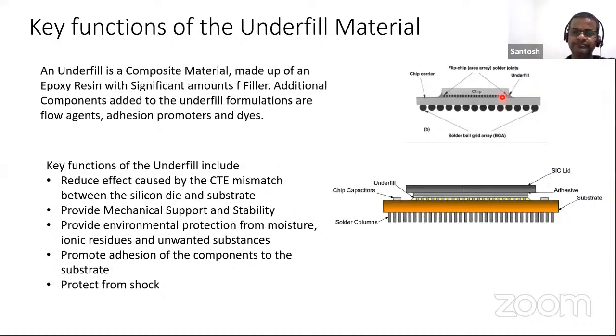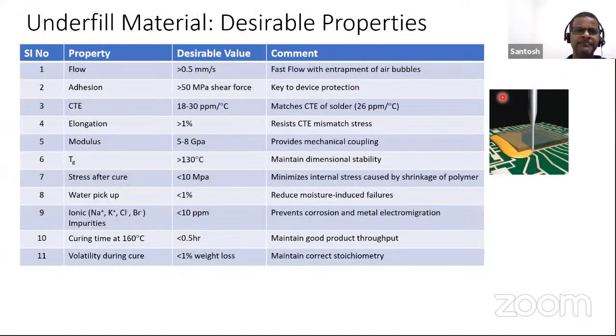the solder. So let me show the desirable properties. So the key thing is CTE. CTE is 18 to 30 because CTE of the solder is around 26. So the coefficient of thermal expansion of the solder has to match that of the underfill. That is number one. And number two, the adhesion. Adhesion has to be very good. So these are the two critical factors, and the rest of the properties are actually very close to the design of the mold compounds. But for the underfills, these are slightly different compared to mold compounds.